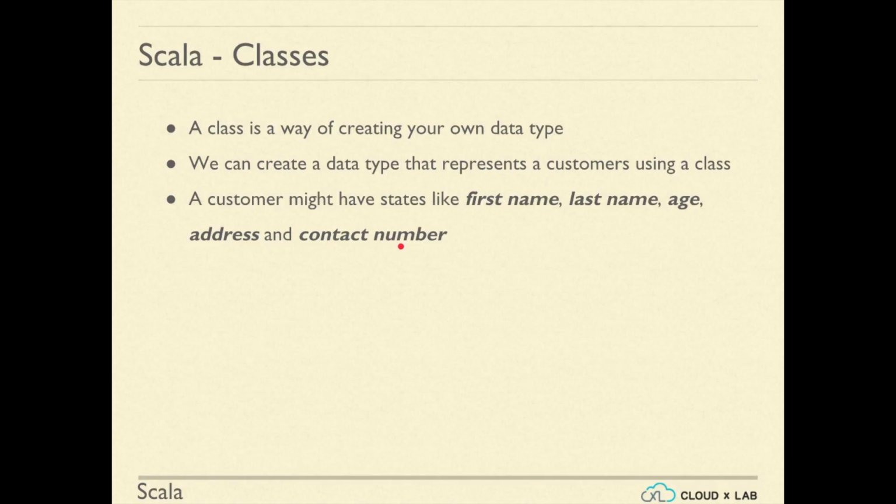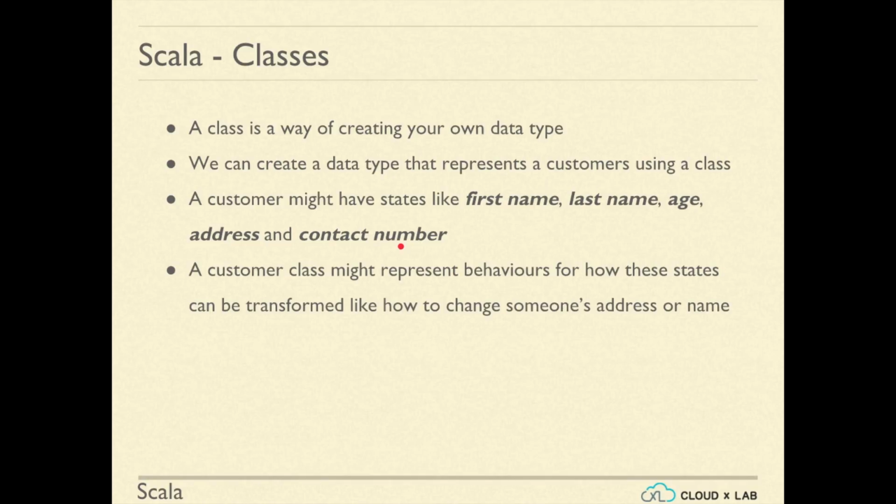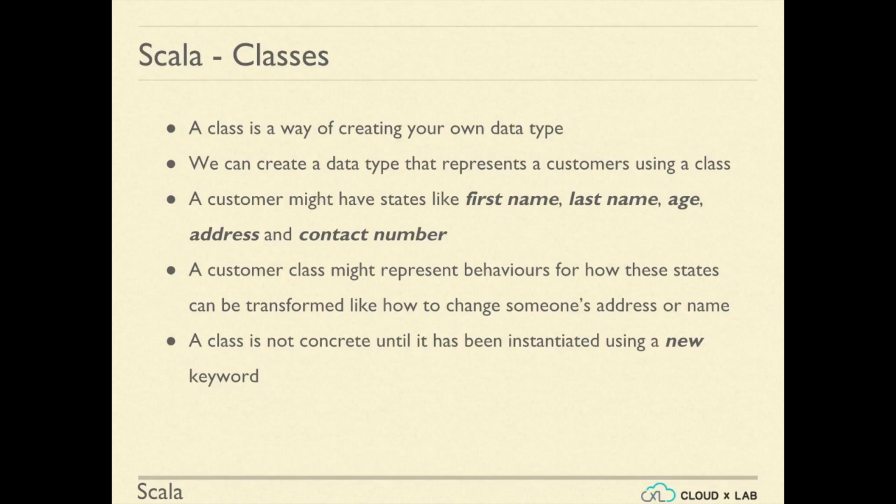A customer class might represent behaviors for how these states can be transformed. For example, how to change a customer's address or name. These behaviors are called methods. A class is not concrete until it has been instantiated using a new keyword.